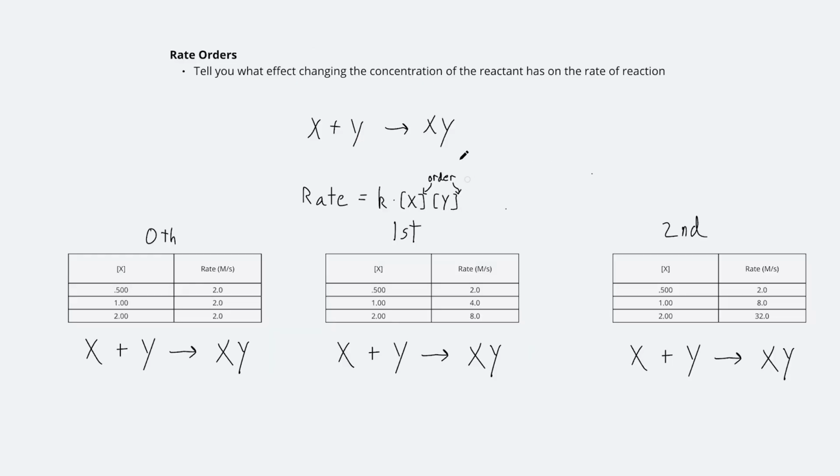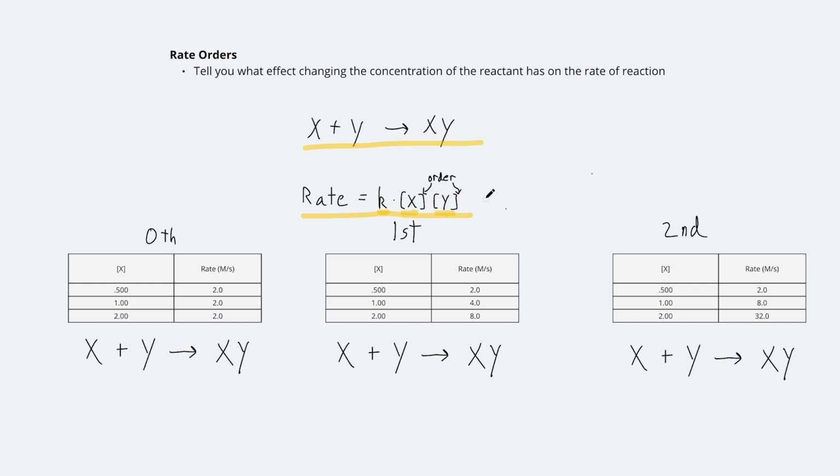For everything that we're going to talk about right now, we're using this hypothetical situation of x plus y giving us the product of xy. And then we also have this rate law written down here. And the rate law is what tells you the rate of the reaction. And notice that it's dependent on the concentration of x times the concentration of y. And then we multiply that by this k value, and k is a constant that is dependent on whatever reaction is happening. And then your x and y are each going to be raised to a power.